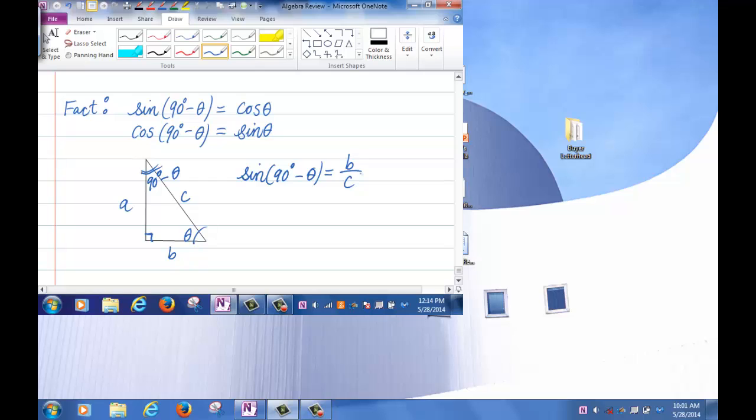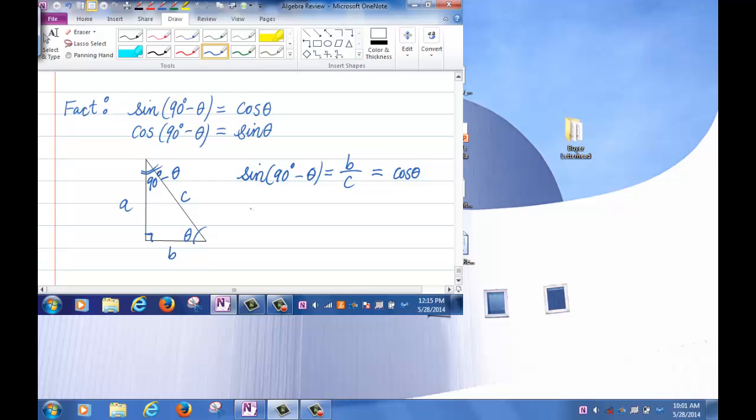And can someone tell me what is cosine theta? Cosine theta would be adjacent over the hypotenuse, right? But for theta adjacent is B. So cosine of theta would be B over C, right? Which is the same as this one, right? You guys realize that?